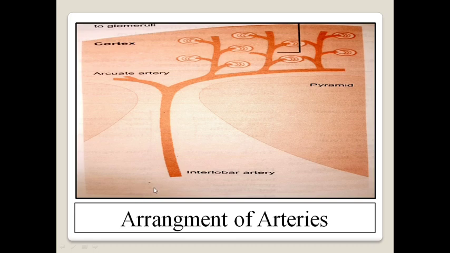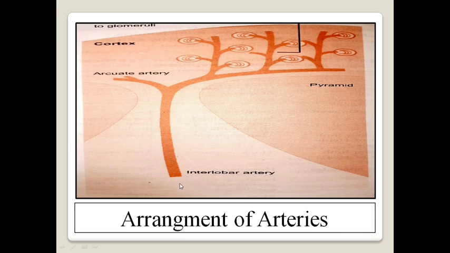So one for each pyramid. Each pyramid gets one lobular artery supply. So from here, this renal artery will enter as the lobular artery, and each and every lobular artery will go to one pyramid. After getting entry into the pyramid, this lobular artery divides into two or more interlobar arteries. The lobular artery will divide into two or more interlobar arteries.